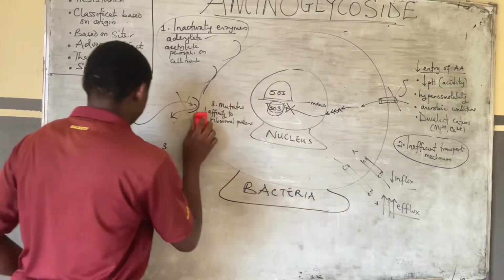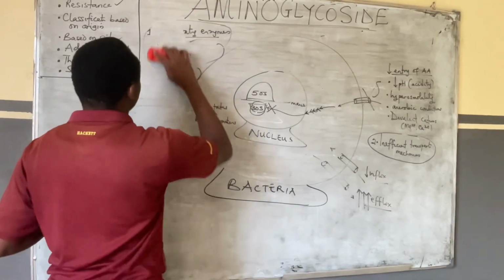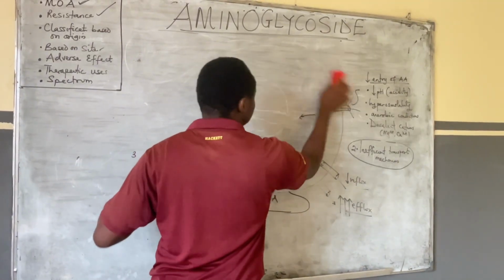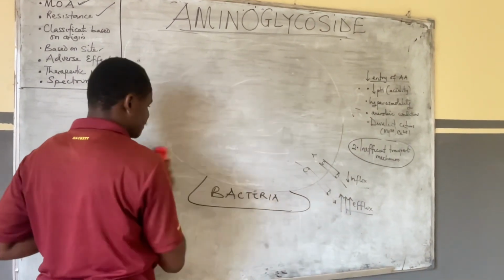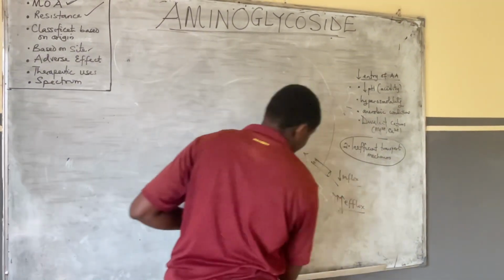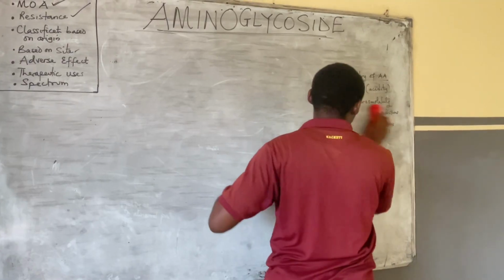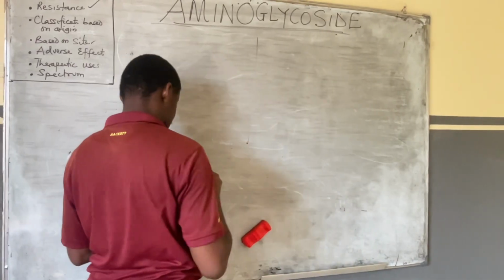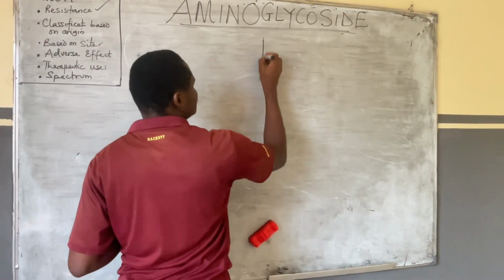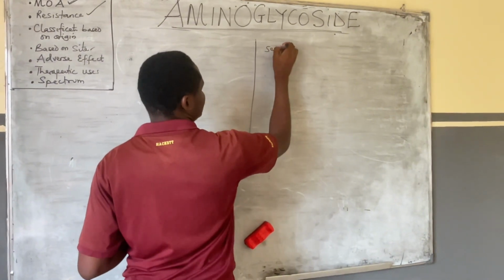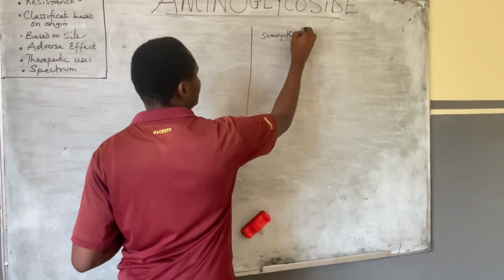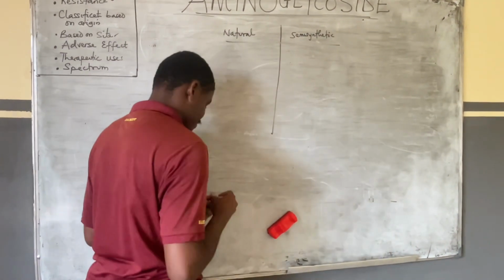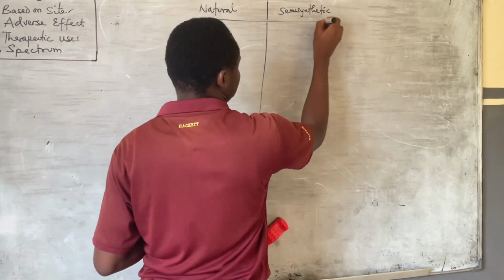Okay. Now let me leave all of this. The next thing I want to say is the classification of aminoglycosides. Some people have classified aminoglycosides based on origin. Based on origin, we have the natural and the semi-synthetic. Now, what do we have here in the semi-synthetic and natural?